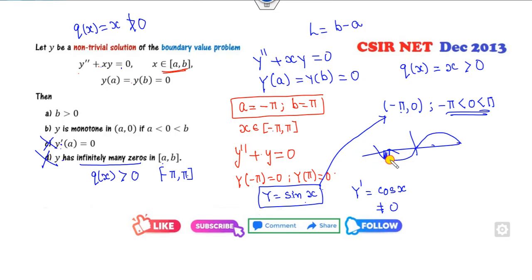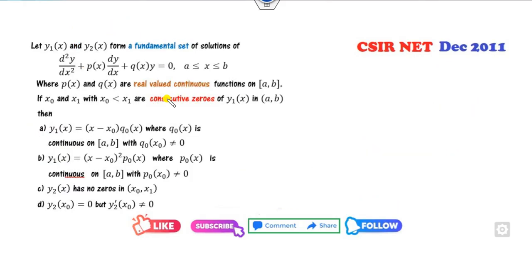Fine. You can see this is a monotonic function. So yes, this is the correct option. B is my positive. That's the correct option. So A and B are my right. Okay, look at this another one.